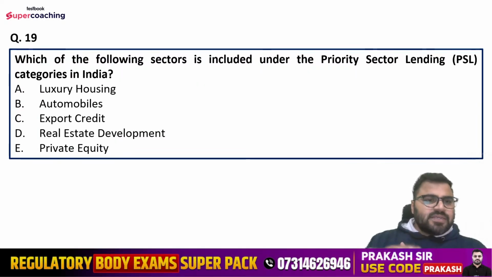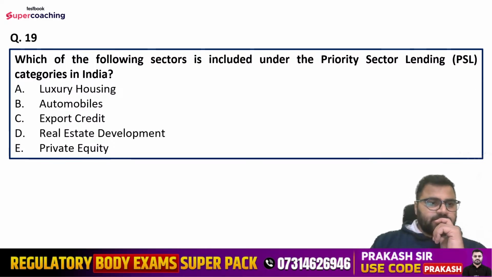Question number 19th, which of the following sectors is included under the priority sector lending categories in India? Options are luxury housing, automobiles, export credit, real estate development, or private equity. Guys, please do mention the question number as well. Tell me which sector is included under the priority sector lending norms. Please do mention the question number.